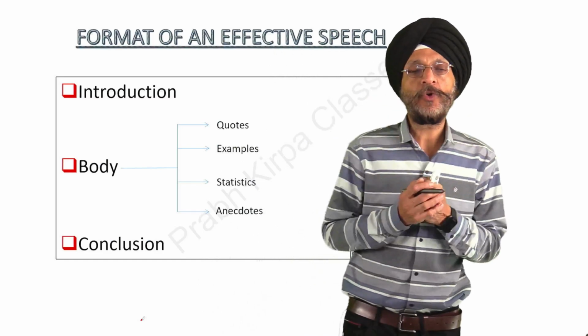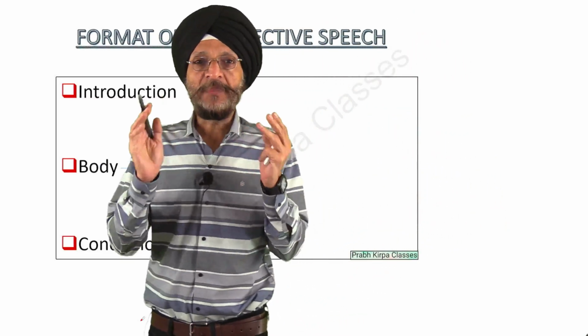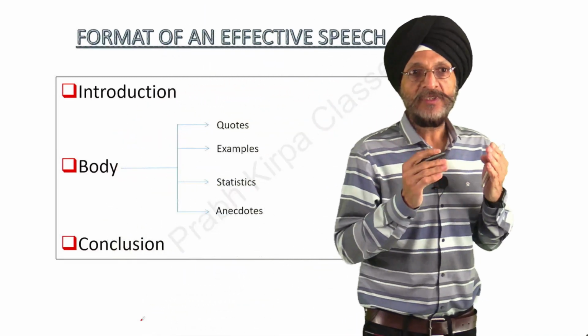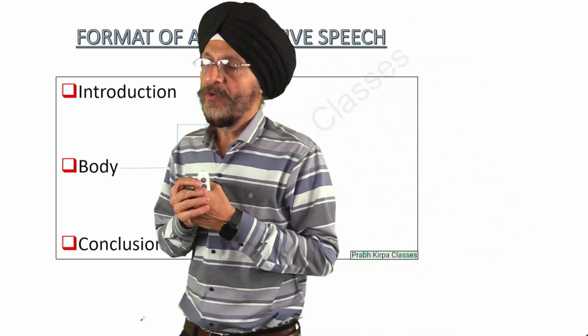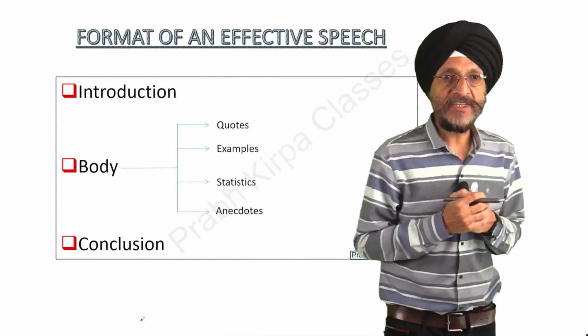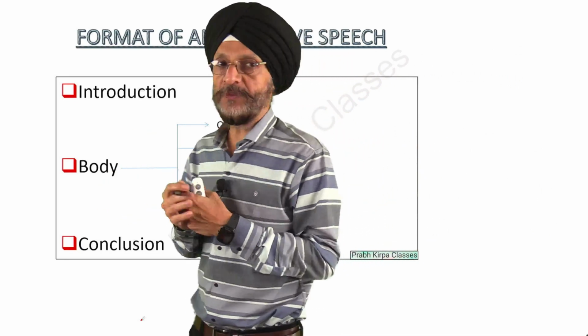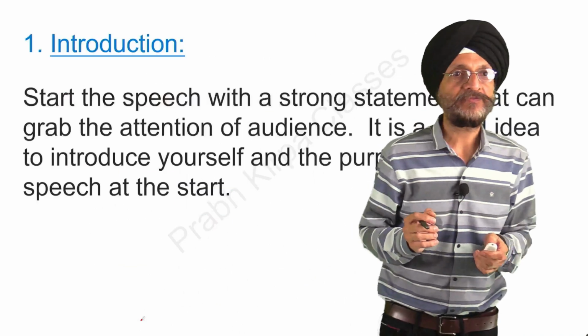Now this is before you. What is the format of an effective speech? A speech starts with an introduction, then comes the body of the speech. In the body of the speech, we make use of quotes, examples, statistics, and anecdotes. And at the last of the speech, we make the conclusion of the speech.